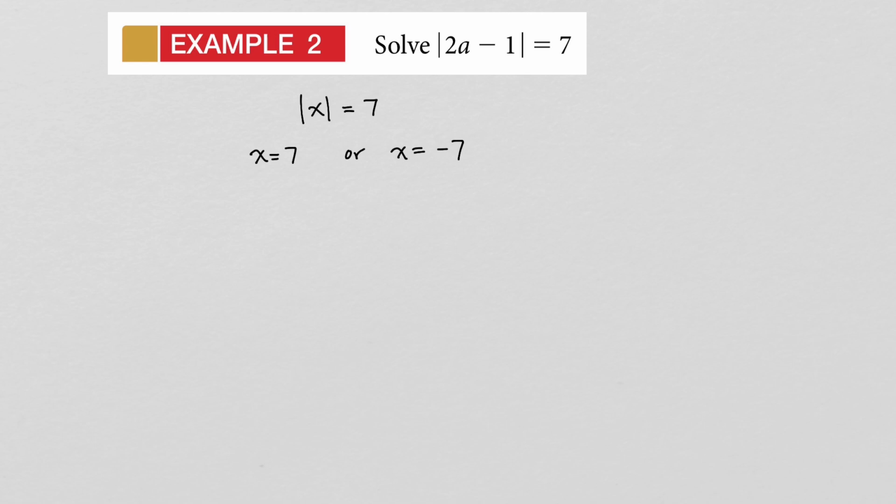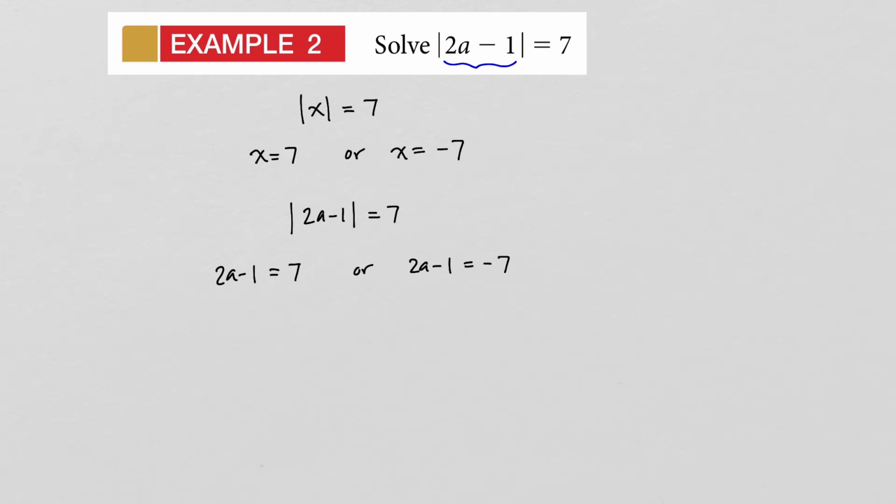But now see, we don't have x inside the absolute value. We have 2a minus 1. Well, we approach it the same way. If the absolute value of 2a minus 1 is equal to 7, then whatever is inside of the absolute value, and in this case that is 2a minus 1, that number must be equal to 7, or that number must be equal to negative 7.